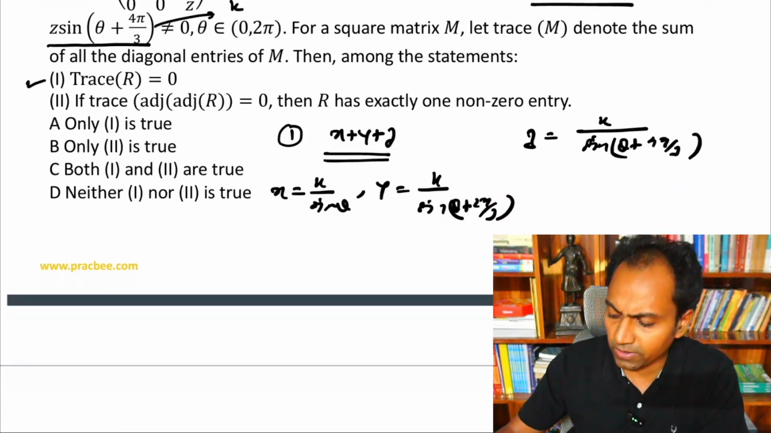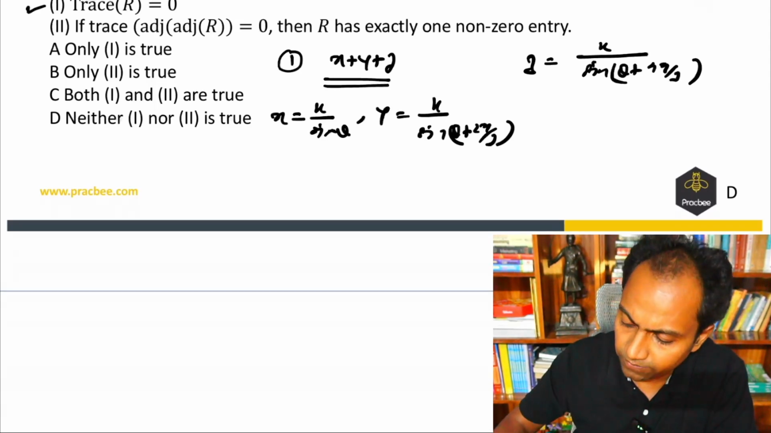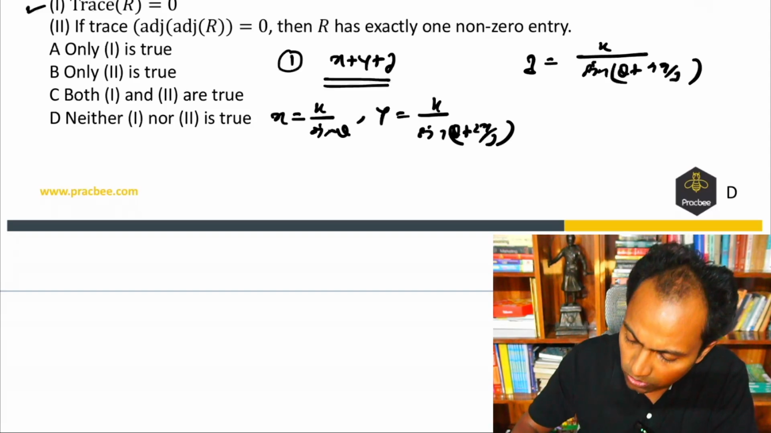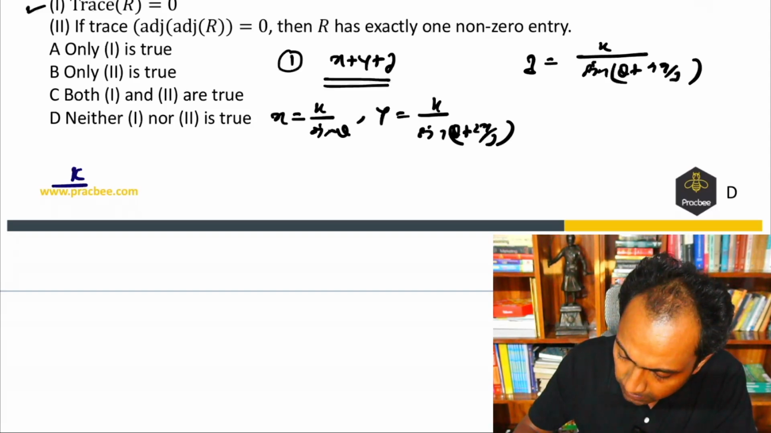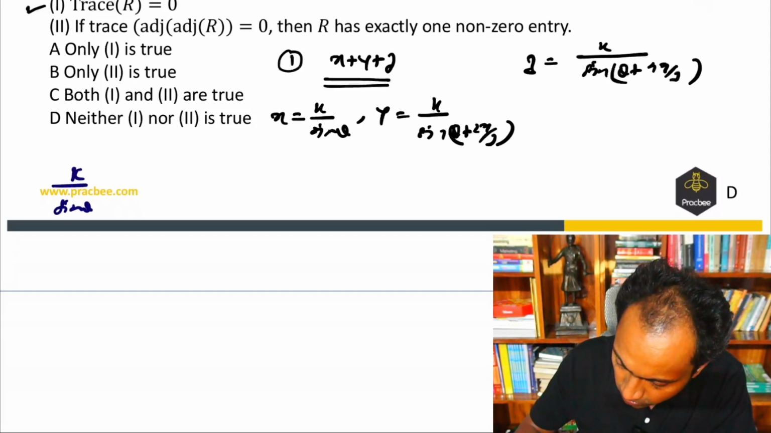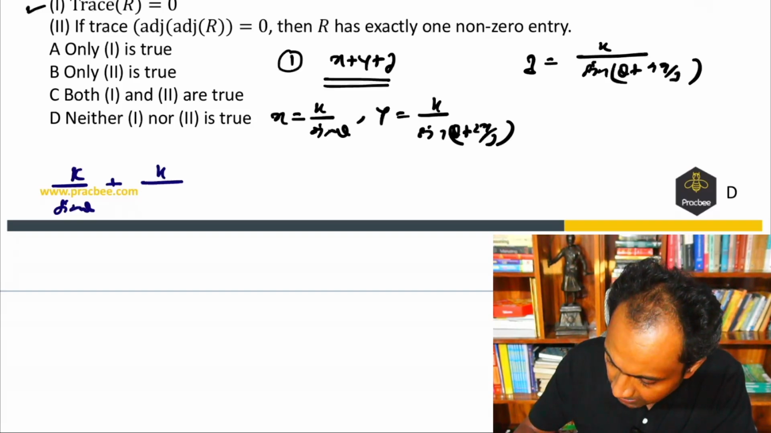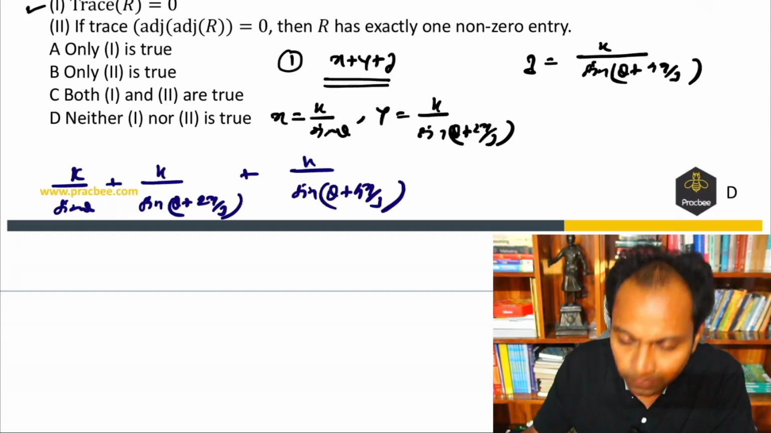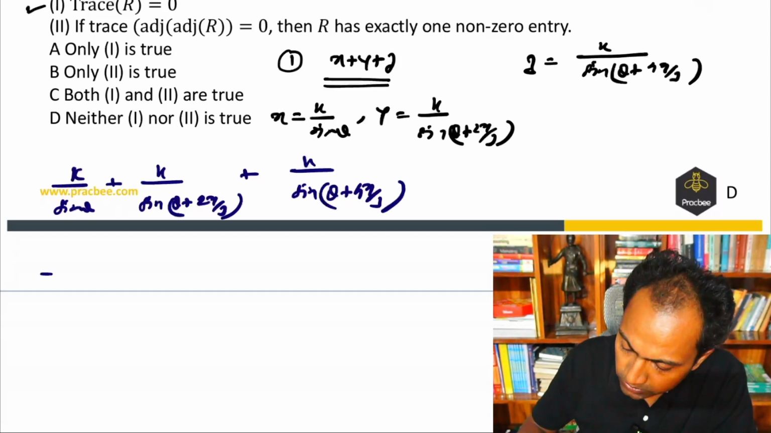See, now what we can do is, we can actually go out and figure out the value of x plus y plus z and see whether this value is equal to 0 or not. So k by sine theta, if I substitute the value, plus k by sine theta plus 2 pi by 3 plus k by sine theta plus 4 pi by 3. Now what we can do is, we can take LCM.